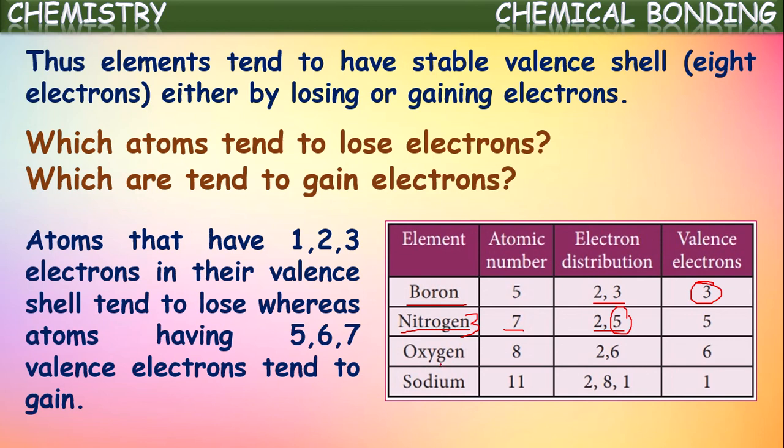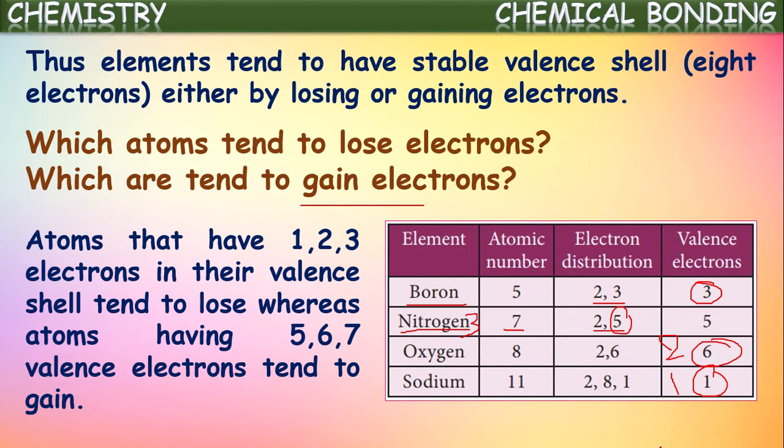What about oxygen? Its atomic number is 8 and its configuration is 2, 6. As it has 6 electrons in its outermost shell, it will be ready to gain 2 more electrons. It tends to gain electrons. And if you see sodium, the atomic number is 11 and its configuration is 2, 8, 1. It has only 1 electron in its valence shell, thus it tends to lose this 1 electron.